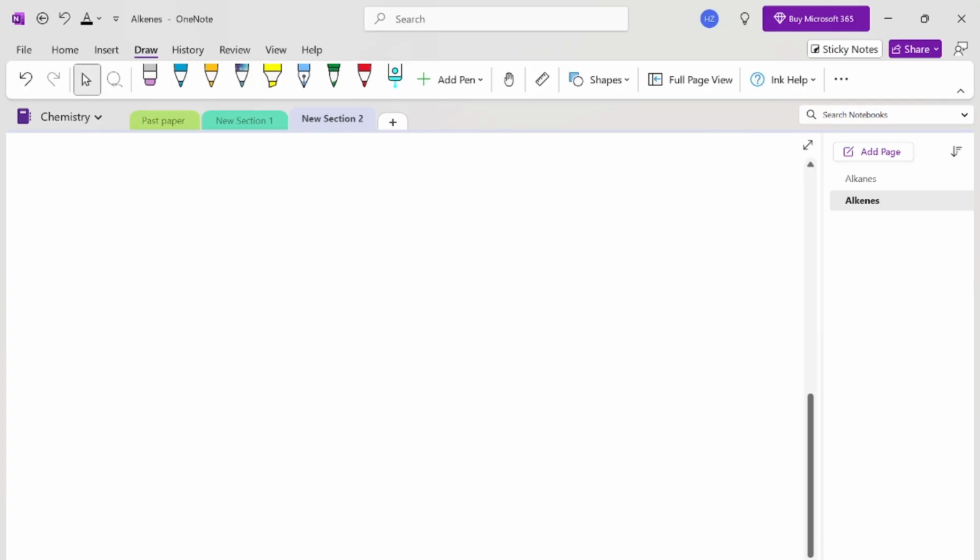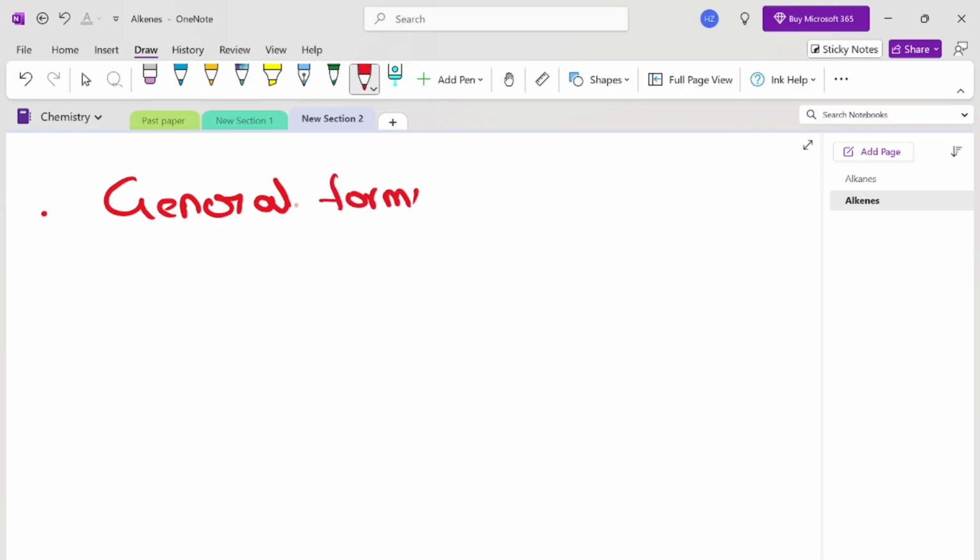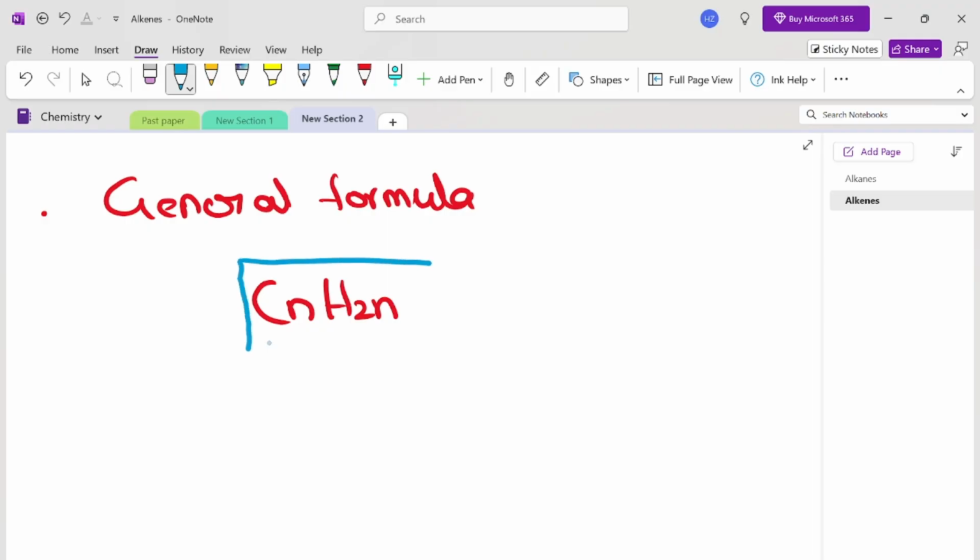Moving on to the general formula. The general formula is similar to that of alkanes, but with a slight difference. So the general formula is going to be CnH2n. Let me just put this in a box so you guys can remember it. Now, do you guys remember what the formula for alkanes was? If not, I'll write it down again. The one for alkanes was CnH2n+2.